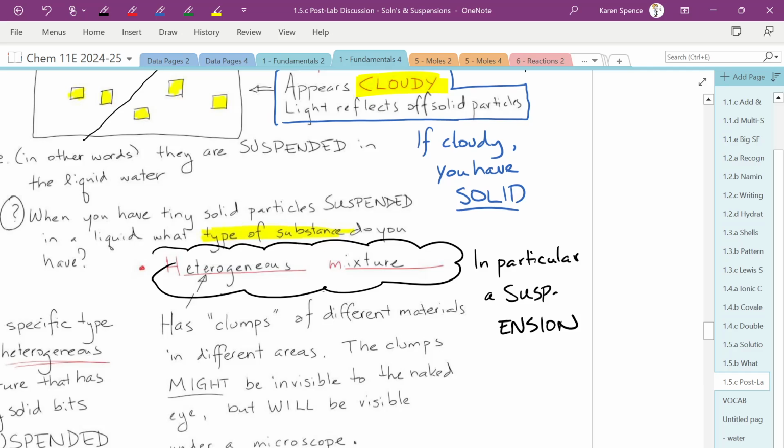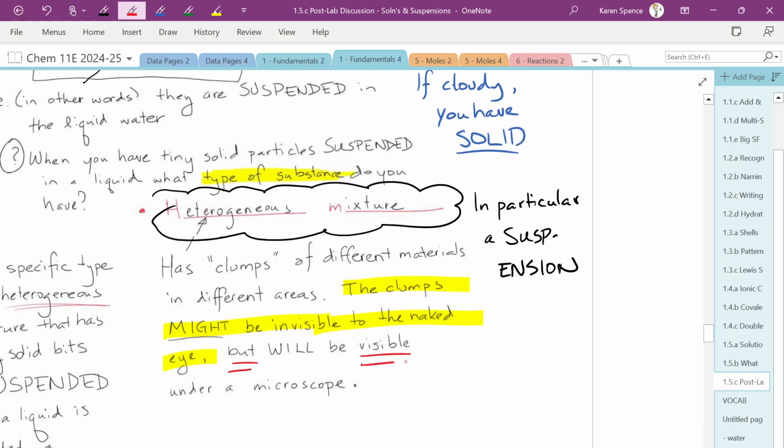So a heterogeneous mixture means you have clumps of different materials in different areas. The clumps might be invisible to the naked eye. So if you look at it, you might not be able to see them, okay, if they're small enough. But if you put it under a microscope, you would be like, oh, there it is. Yeah, you would actually see little clumps. Okay, so the clumps might be invisible to the naked eye, but you will be able to see them under a microscope. Is good? Okay.